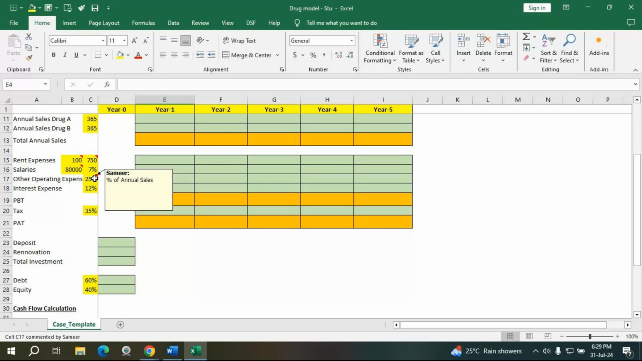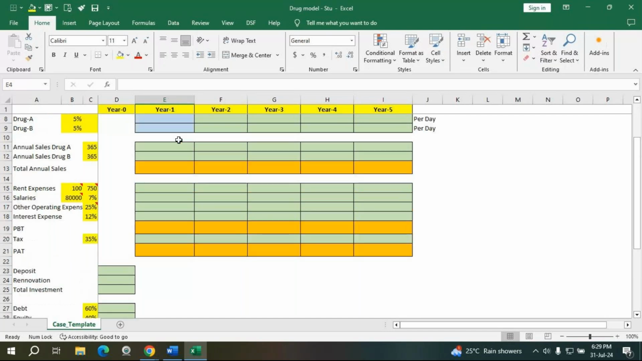Ma'am, could you please explain how to find other operating expenses? I'm stuck because of that. Other operating expenses, whatever the annual sales will be, the total annual sales. So drug A and drug B, once after multiplying the values, whatever the total annual sales you will get, on that 25%. So year one, whatever the total annual sales is, on that you have to multiply 25% and drag it. The same thing will be applied for the rest of the years. Okay, ma'am.